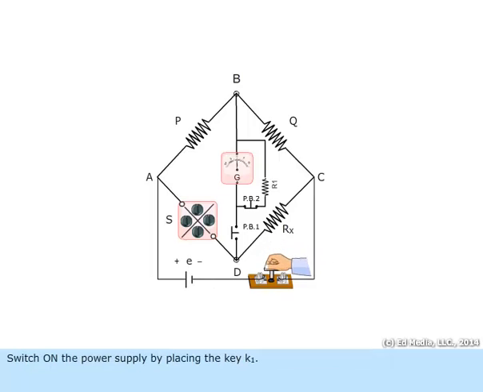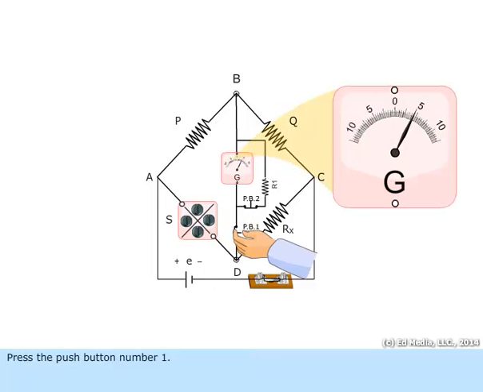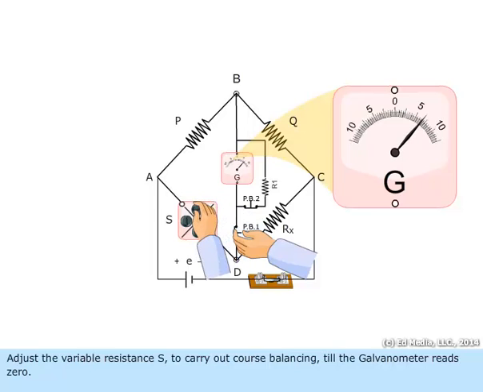Switch on the power supply by placing the key K1. Press the push button number 1. If the galvanometer shows large deflection, it shows unbalance in resistances. Adjust the variable resistance, S, to carry out coarse balancing till the galvanometer reads 0.